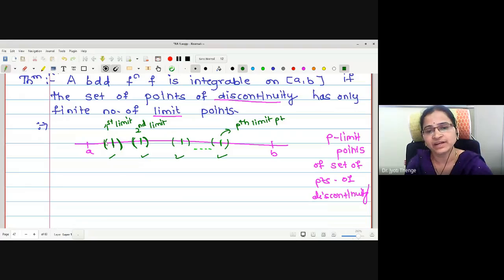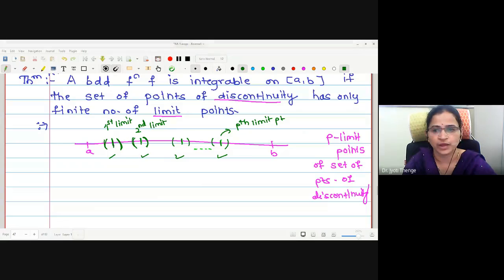Can anyone tell me the definition of a limit point? Limit point of a set. Two different definitions I have told you actually of the limit point of the set. Correct? Can anyone repeat the definition of limit point? I hope I am clearly audible to all the students.